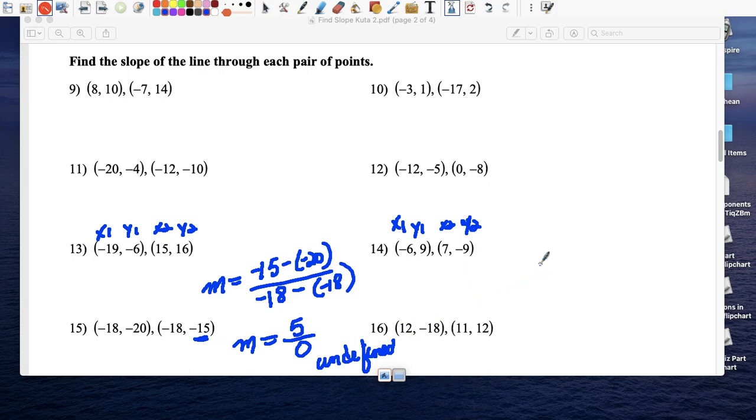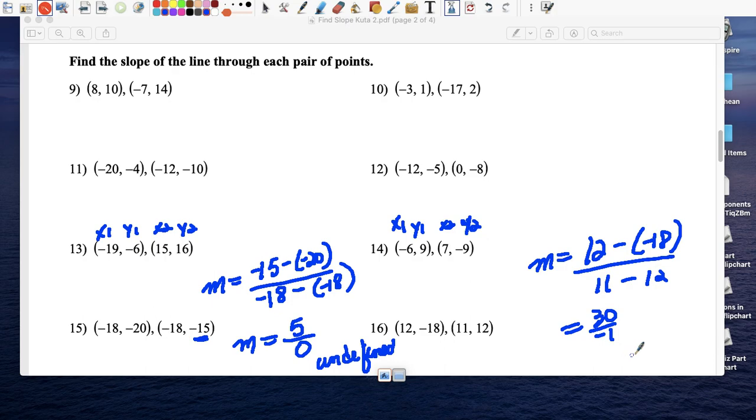16, we're going to get 12 minus negative 18. And then we're going to do 11 minus 12. So 12 plus 18 is 30. 11 minus 12 is negative 1. So the final answer is just negative 30 is the slope.